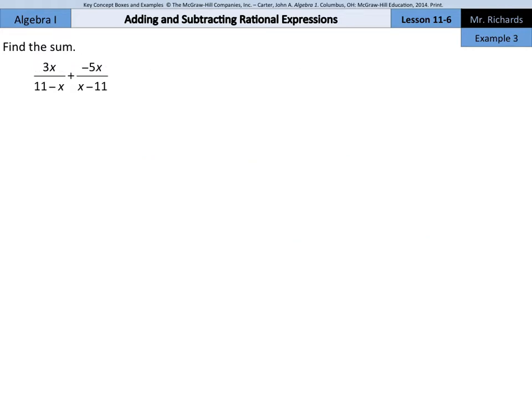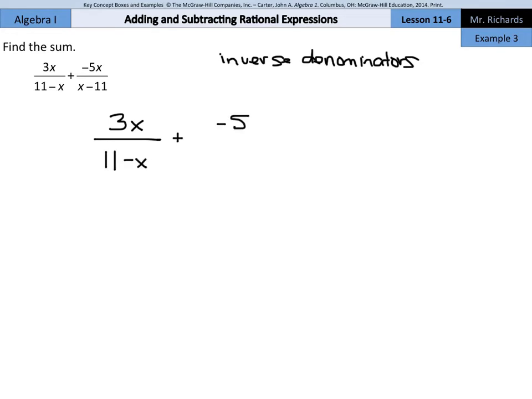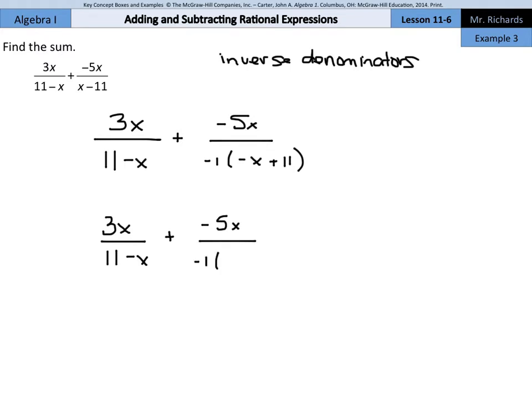In example 3, we have an example of what's called inverse denominators. We have an 11 minus x and an x minus 11. So it's the inverse. So what we can do here, we'll rewrite our 3x over 11 minus x plus the negative 5x. And for this x minus 11, what we're going to do is multiply and pull out a negative 1. I'm going to pull out a negative 1 here. And this becomes, the opposite is negative x plus 11. And if I were to rewrite this, this is 3x over 11 minus x plus negative 5x over the negative 1. And I can rewrite this instead of negative x plus 11 as 11 minus x.